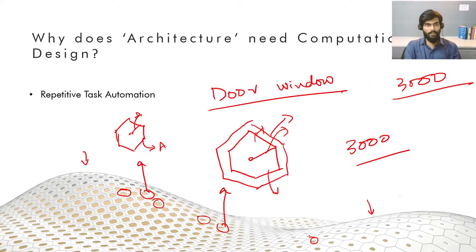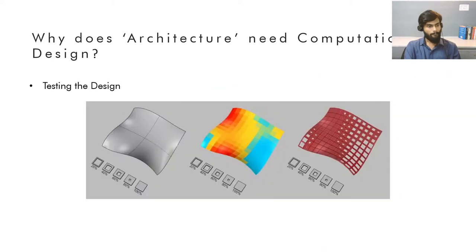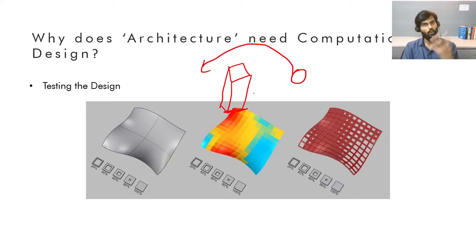Okay. After repetitive task automation comes testing the design, which is one of the most crucial parts. So let's say you design a building, and I'll just take a cuboid for an example. Let's say this is a building. You can simulate sun and see how your building performs against the sun. What is the solar gain that's happening inside the building? How much sunlight is each floor plate receiving? You can simulate winds here and see what sort of wind pressure this building would receive. What would be the ventilation inside the building?